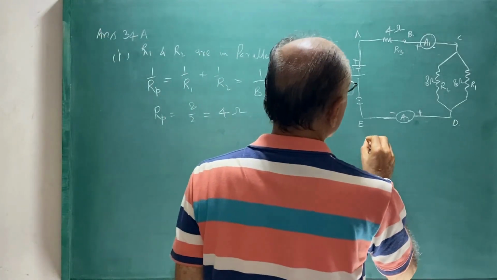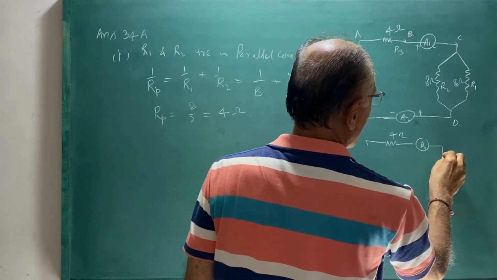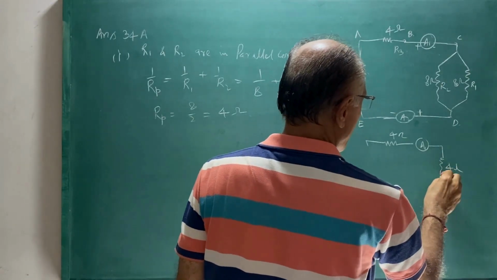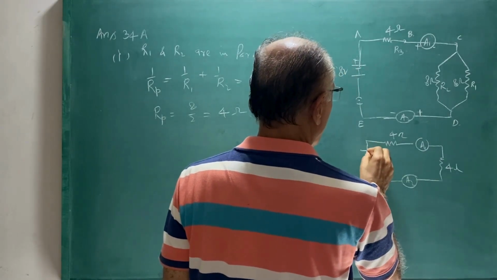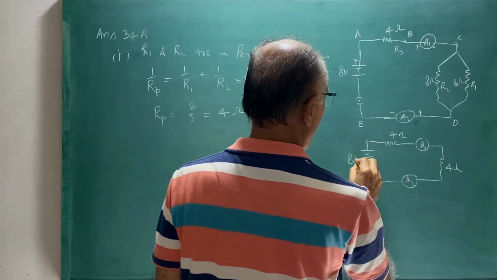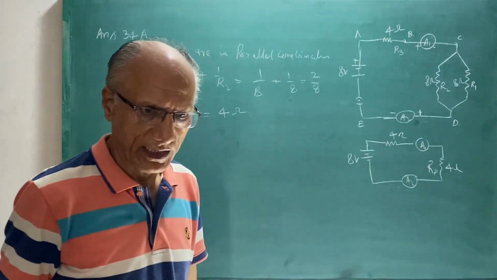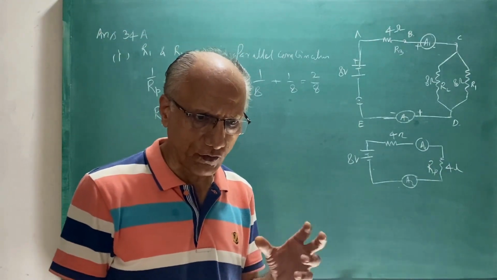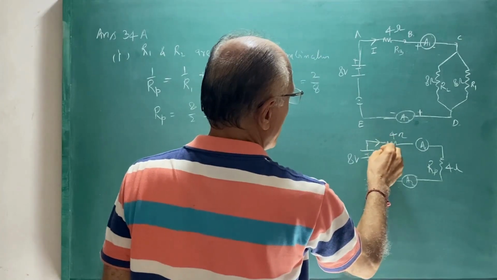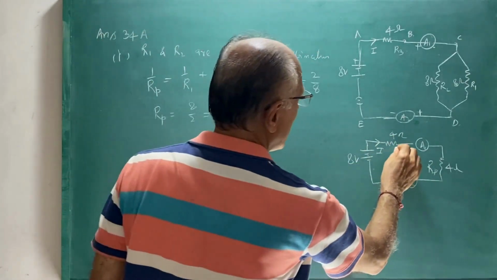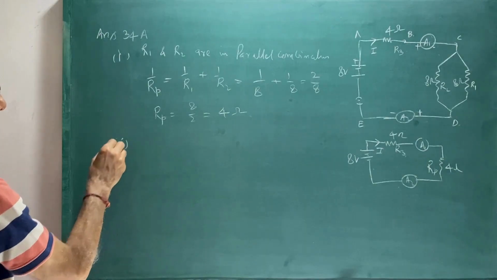And now the equivalent circuit will become 4 ohm. Here ammeter A1, here it is 4 ohm. Here ammeter A2, and then here the battery of 8 volt. So this is Rp, R parallel. Now the second part is the current flowing through the 4 ohm resistor. So here we have to find the current I. That means here, now this R3 and R parallel, second part. We have to find current I.